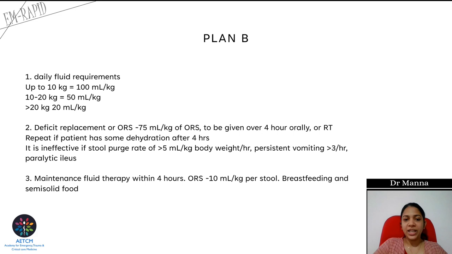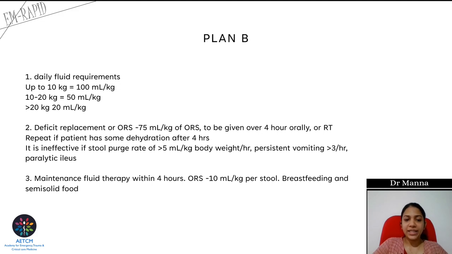So the dehydration part, that is a 50 to 100 ml per kg dehydration part, should be corrected within 4 hours by giving orally. Or if the child is not feeding, then we can give through our Ryle's tube also. And we will be repeating the same dose for the next 4 hours if the child is still persisting in some dehydration or moderate dehydration.